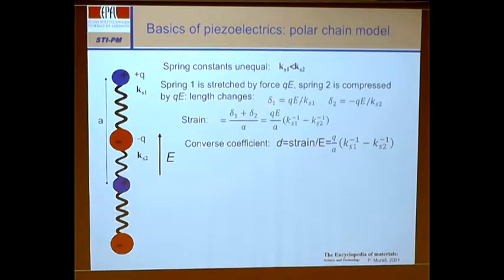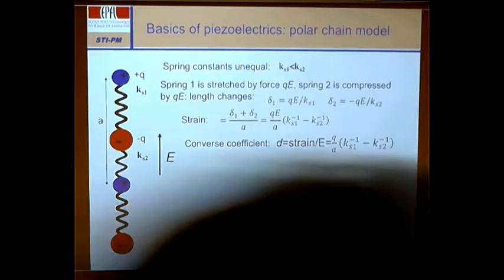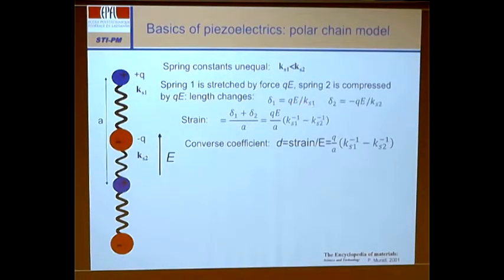And you can then calculate the strain. In one section, it's the force divided by the spring constant of one spring, and here it is minus the force, because it's a negative charge, divided by the other spring constant. You make the difference or the sum of both. Since the spring constants are not equal, the sum comes out different from zero, and you can then get the strain. You see that it must also be related to the distance, and here is the charge. So this comes out directly like this.